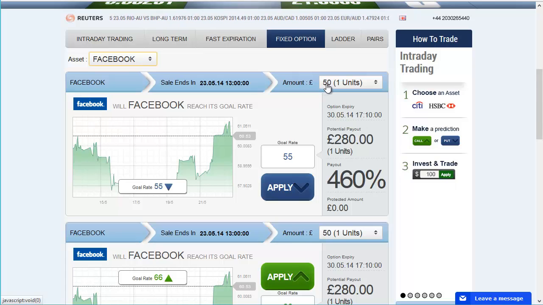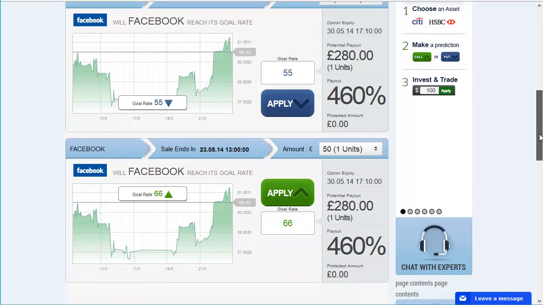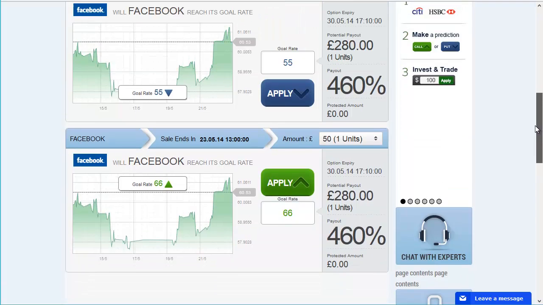In this particular case, you're risking 50 pounds, and that's the beauty of it. You have a fixed risk. You'll never lose more than 50 pounds. That being said, though, of course, you know that you'll make 280 if you're successful. So it's nice in that sense. It's a very limited risk.